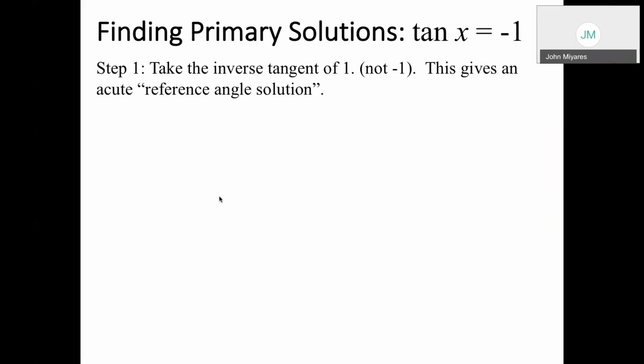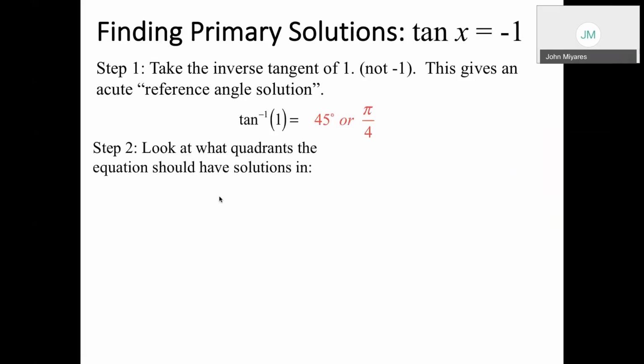All right, so the inverse tangent of 1 is going to be 45 degrees or pi over 4 radians. As I said earlier, tangent is positive in quadrants 1 and 3, but we're trying to solve where tangent of x equals -1. Tangent of x is negative in quadrants 2 and 4.